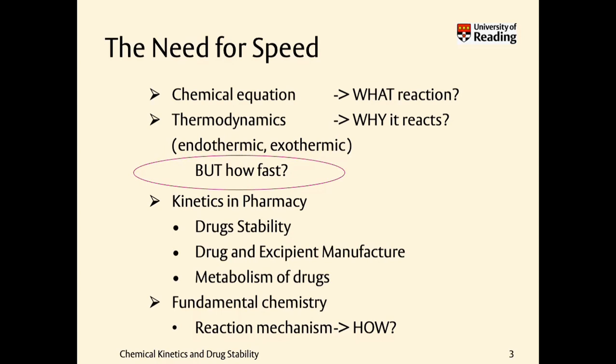If a reaction goes too slowly, it may be too slow to actually be useful, or if it goes too fast, that could also be a problem. So in pharmacy, we think about kinetics when we look at drug stability, the manufacture of drugs and excipients, and the metabolism of drugs. And in fundamental chemistry, we look at kinetics to tell us how a reaction proceeds. So it tells us what the reaction mechanism is for the chemical equation that we already know.